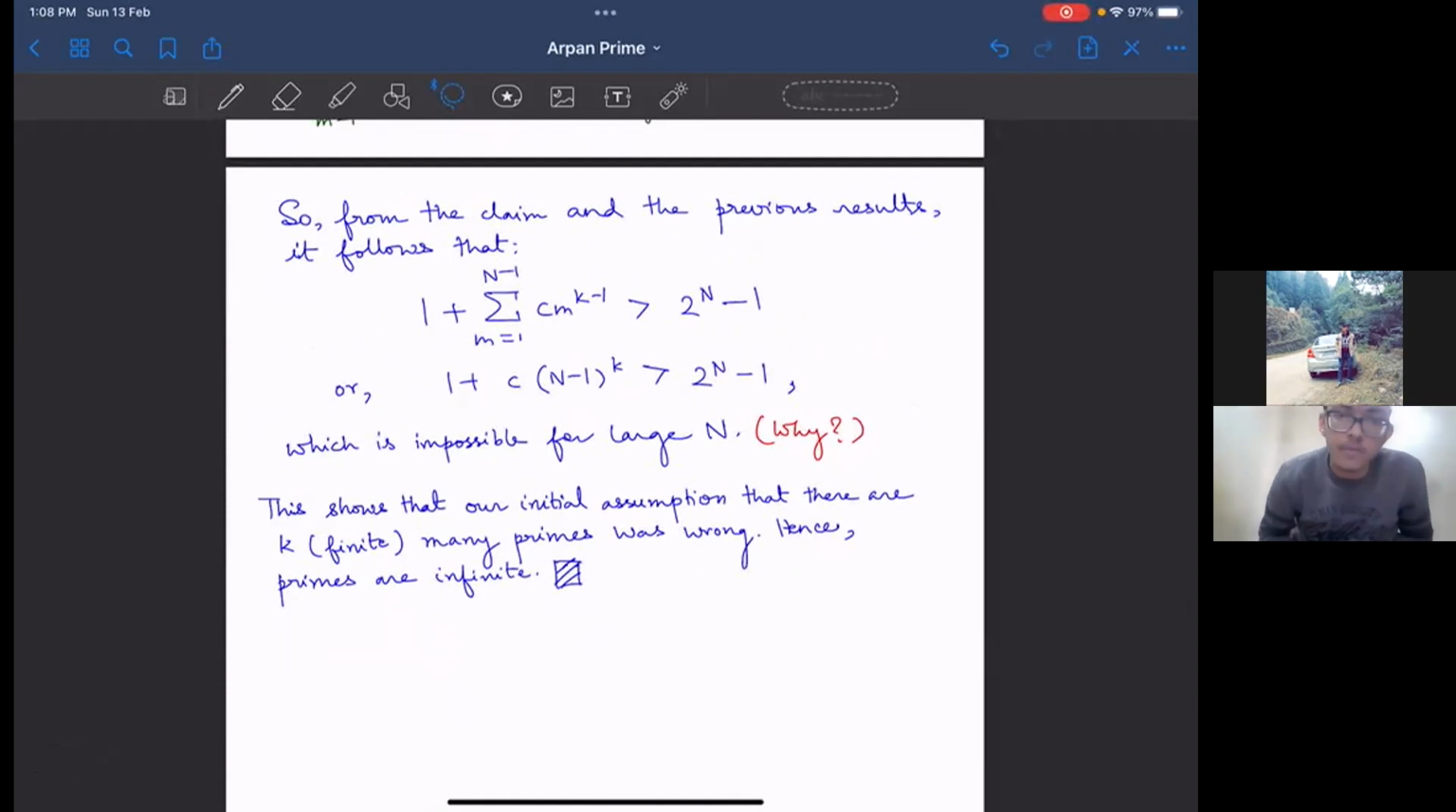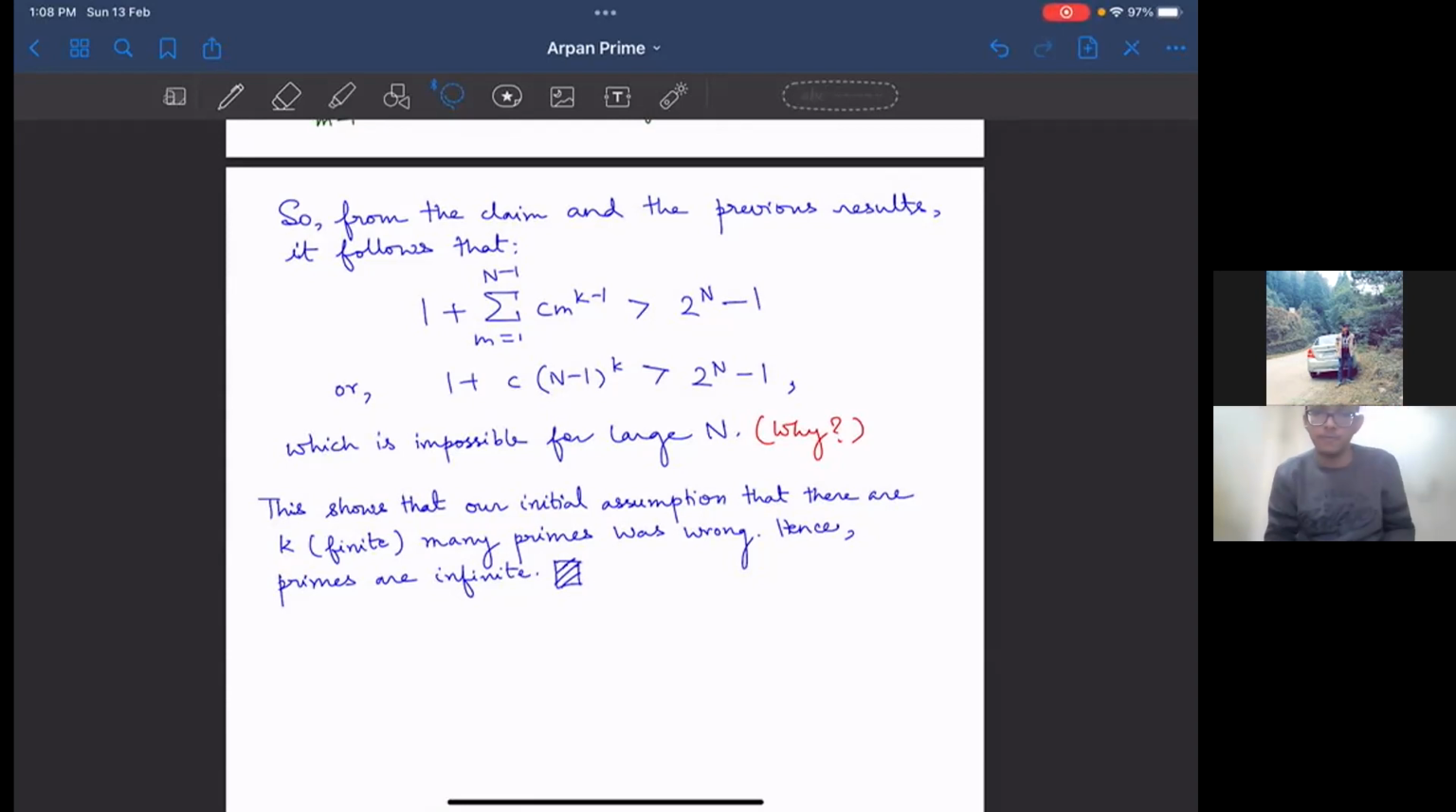Okay. So the term on the left dominates 1 plus the summation of the cardinality of Sm, which is again bigger than 2 power n minus 1. So this term on the left is bigger than 2 power n minus 1. Okay. So again, 1 plus c times (n minus 1) power k is greater than the expression above it. Okay. So that is again greater than 2 power n minus 1, right?